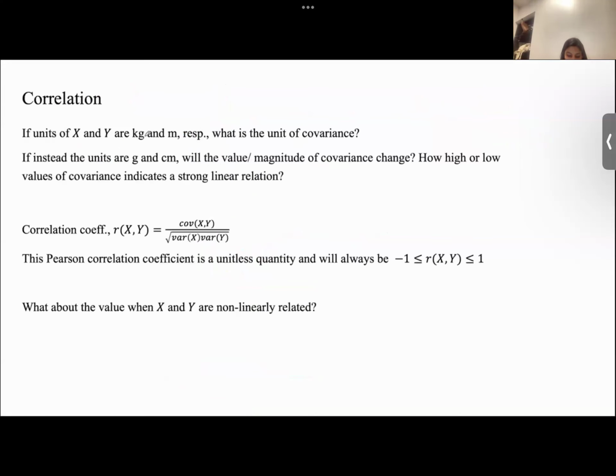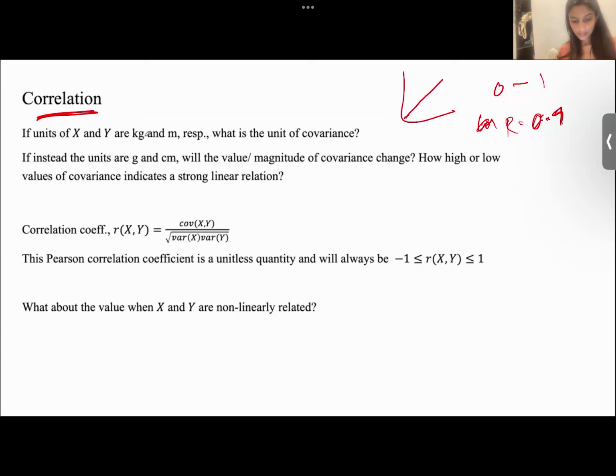Correlation, on the other hand, tells us which direction the relationship is. It tells us whether it's positively correlated or negatively correlated. And also it tells us how strongly they are correlated. On a scale of 0 to 1, the correlation coefficient is denoted by capital R. So if R is 0.9, it means it's an almost linear relationship. A perfect linear relationship would have a correlation coefficient equal to 1.